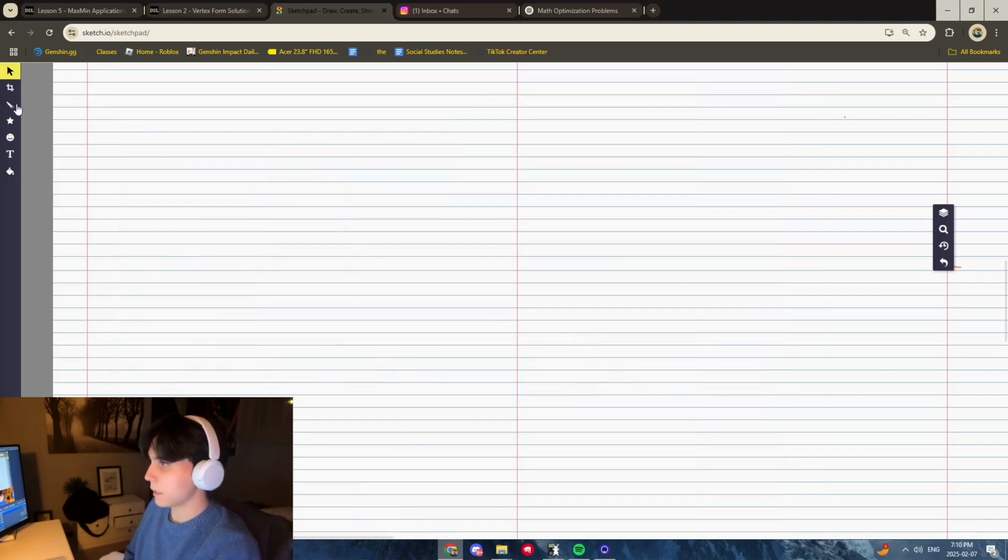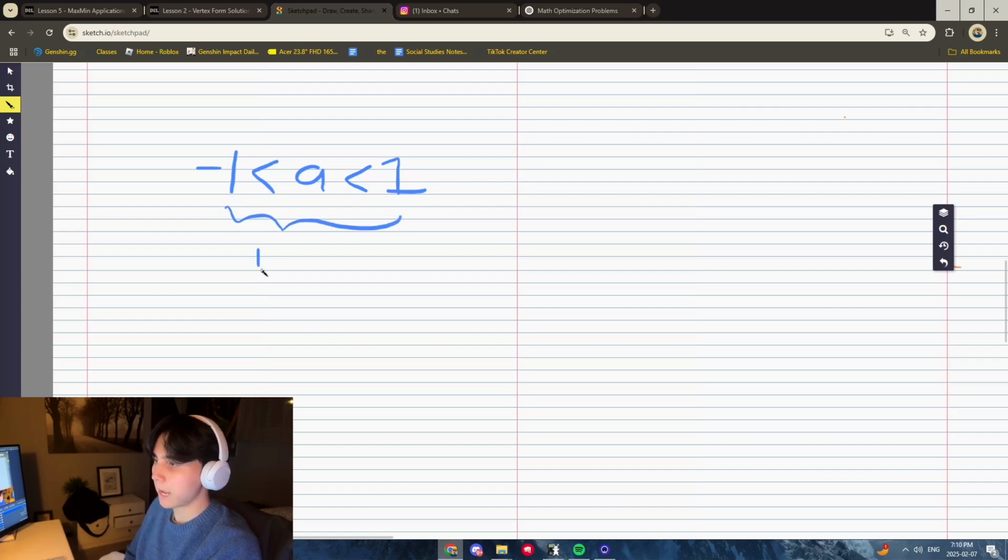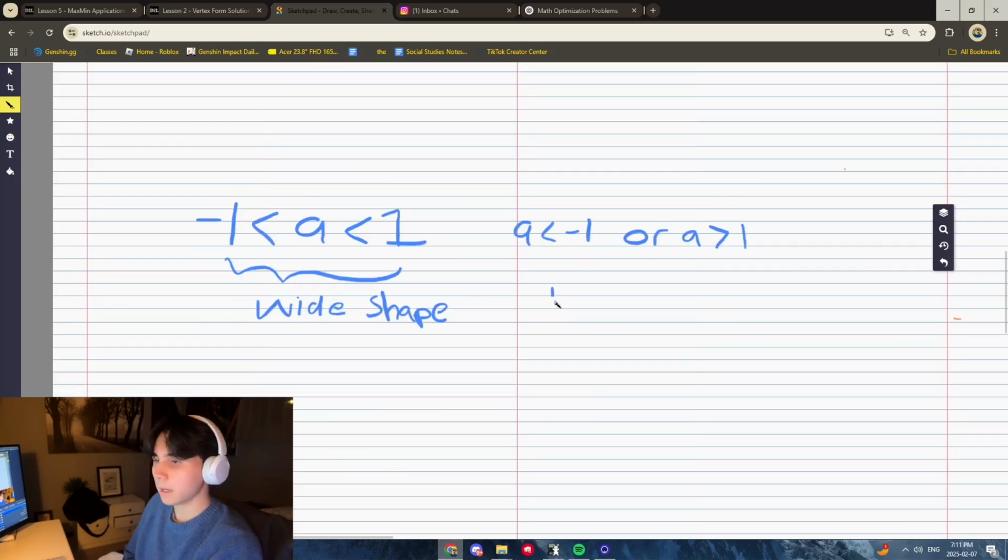If we recall what I said earlier about our A values, right? If the A falls within this range here, that means that we're going to have a wide shape. And if it's outside of the range, which would be this, where A is less than -1, or A is greater than 1, it's going to have a narrow shape.